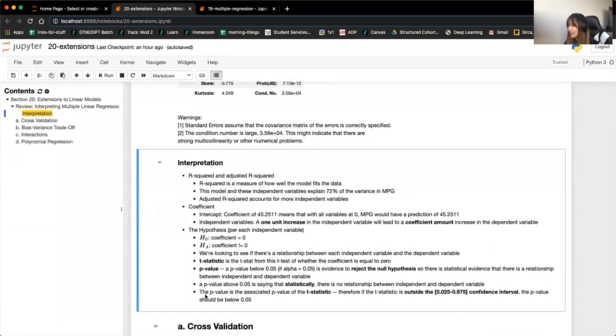out. Let's see. And yeah, the p-value is the associated p-value of the t-statistic, and therefore if the t-statistic is outside the confidence interval, the p-value should be below 0.05.